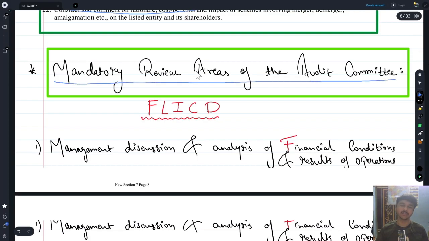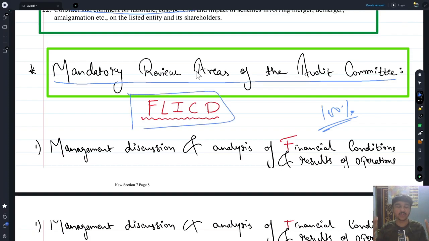areas of the audit committee. 100% probable question from here. What are the mandatory reviews of the audit committee, or they will form a case study and miss out certain 2-3 mandatory review areas, and they will ask whether the audit committee has complied with its LODR functions or not. So we are going to do it. The shortcut for mandatory review areas is FLICT. I was not able to think of anything more than this, that's why FLICT.